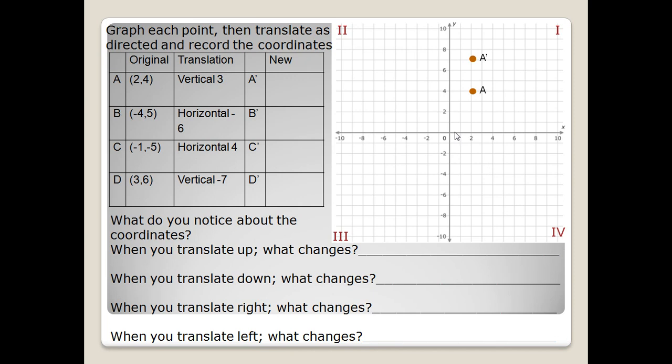And now we have to write our coordinates of the image. So we go up, look, x is 2, and then we go up to where y is 7, and we write it 2, 7.